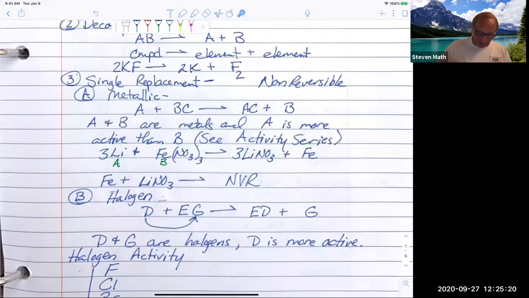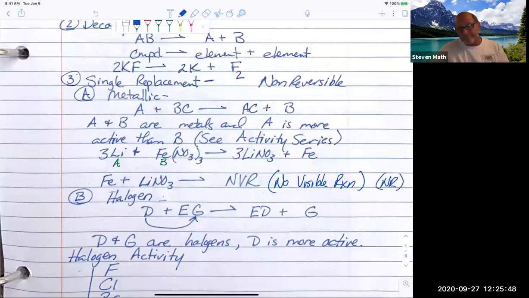This reaction can't go backwards, because when we try to run it backwards with iron, iron is not above lithium. Lithium's towards the very top of the activity series. And so we say NVR, which stands for no visible reaction. You may also see some books that just say NR, no reaction. Be familiar with both of those. So that's how metallic singles work.